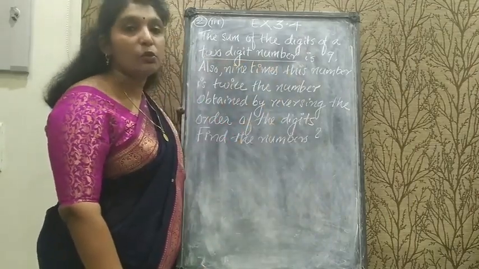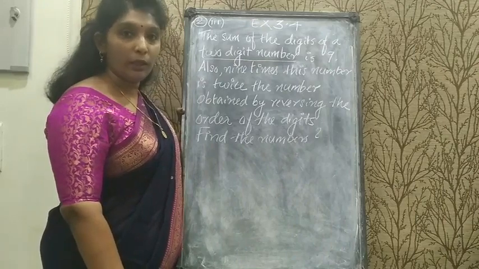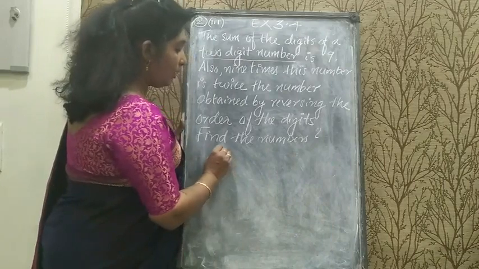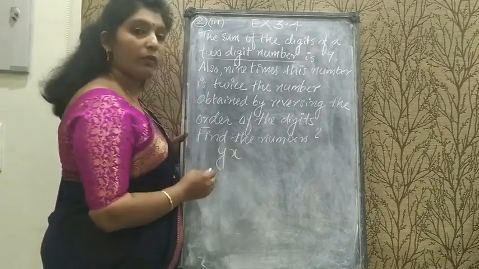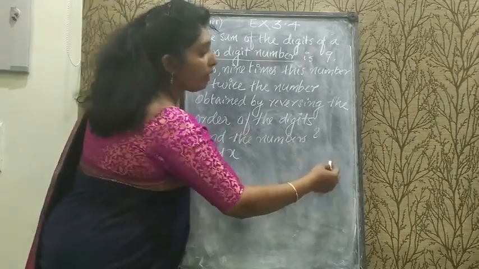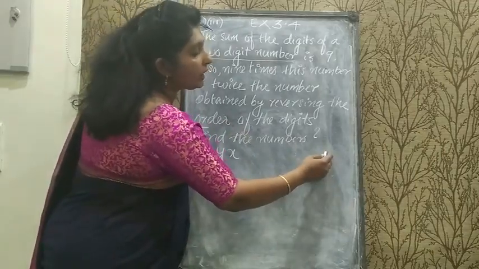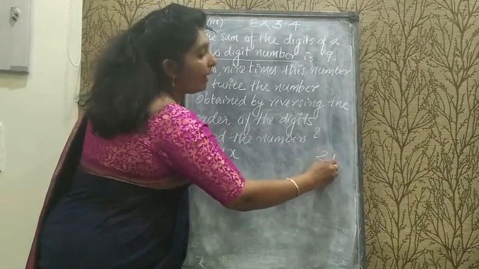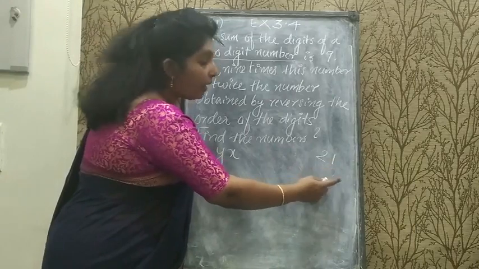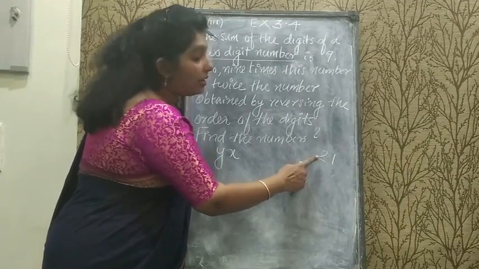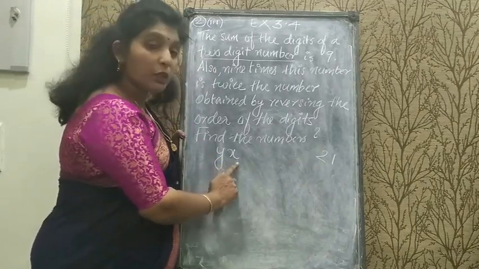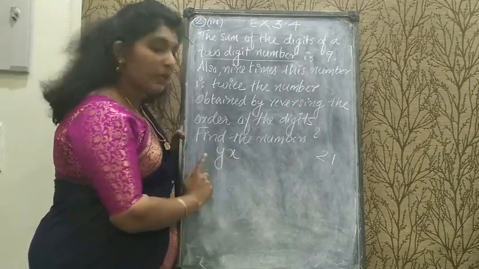So I will assume one of the two-digit numbers here. I will assume the two-digit number as yx. Listen, you can assume it as xy also. Suppose, as an example, I write one of the two-digit numbers as 21. This is one of the two-digit numbers. Here in ones place 1 is there and in tens place 2 is there. Same way, here I assumed one of the two-digit numbers in which ones place x is there and in tens place y is there.